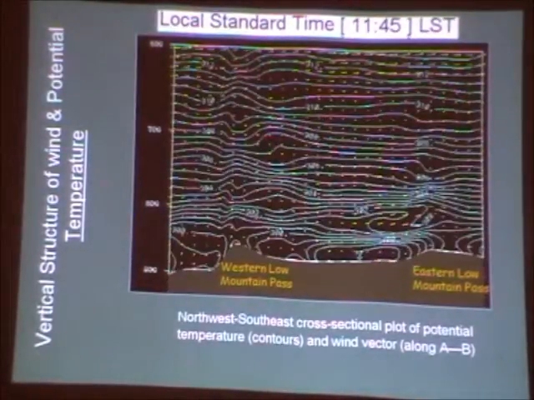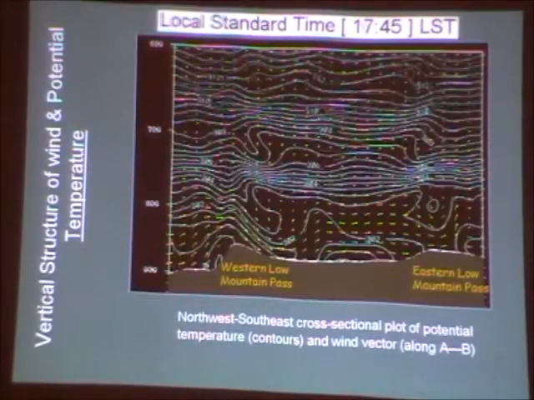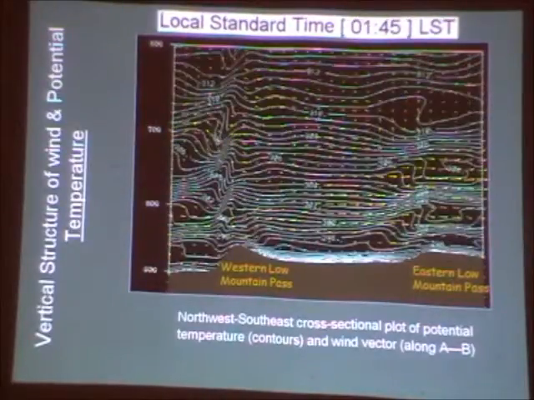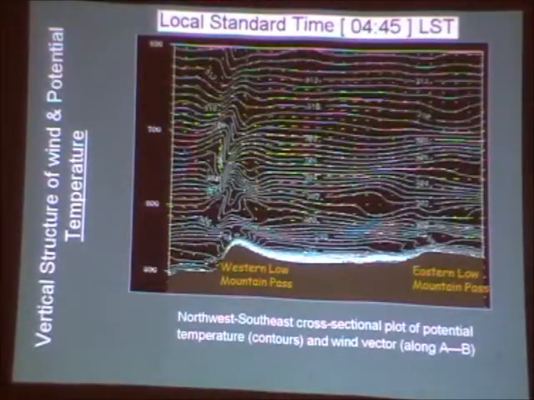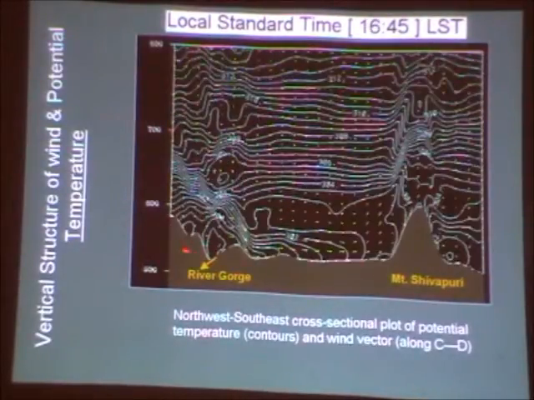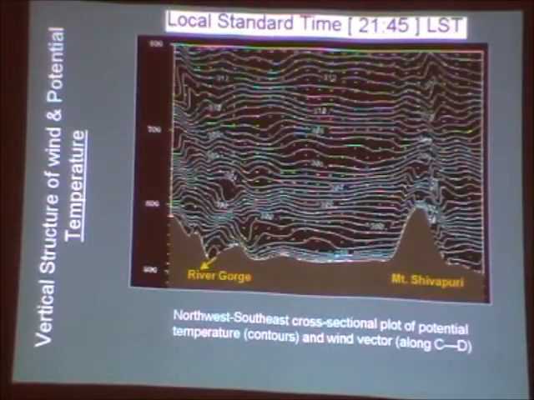This inversion lifts off, then wind inputs into the valley through the mountain gaps. And this I simulated for 1 week, and I found almost a similar pattern. And this is the southwest-northeast cross-sectional plot around the river course. Again, it shows similar patterns.